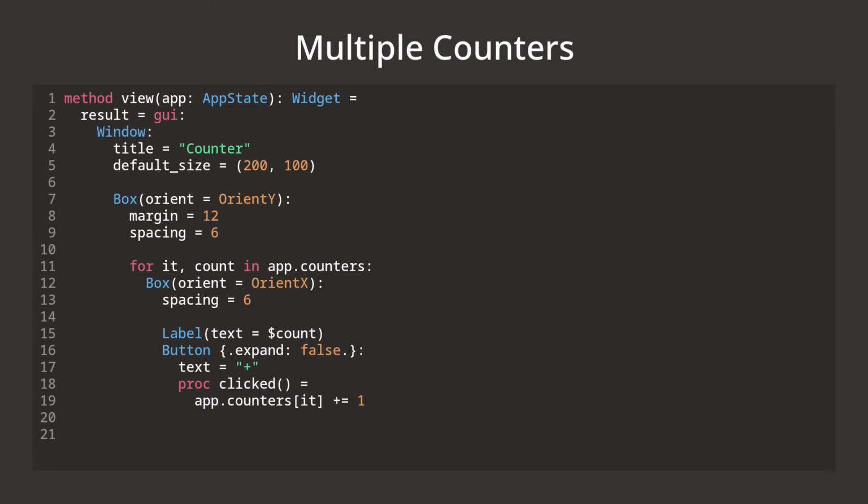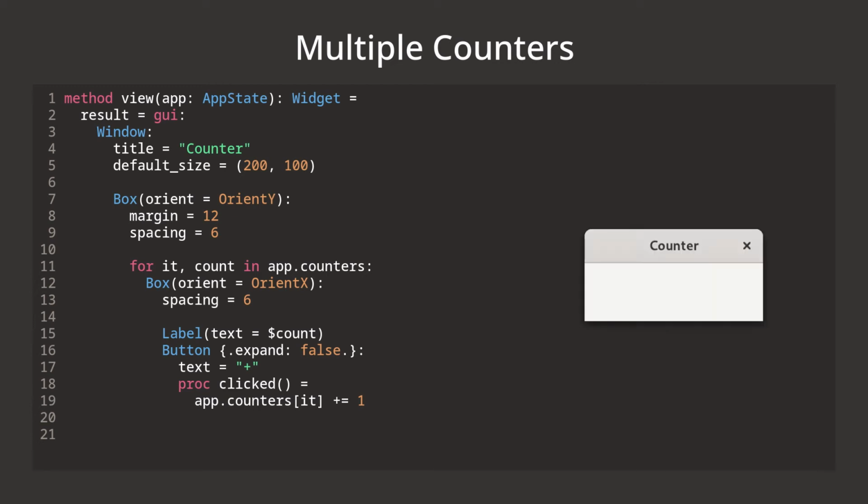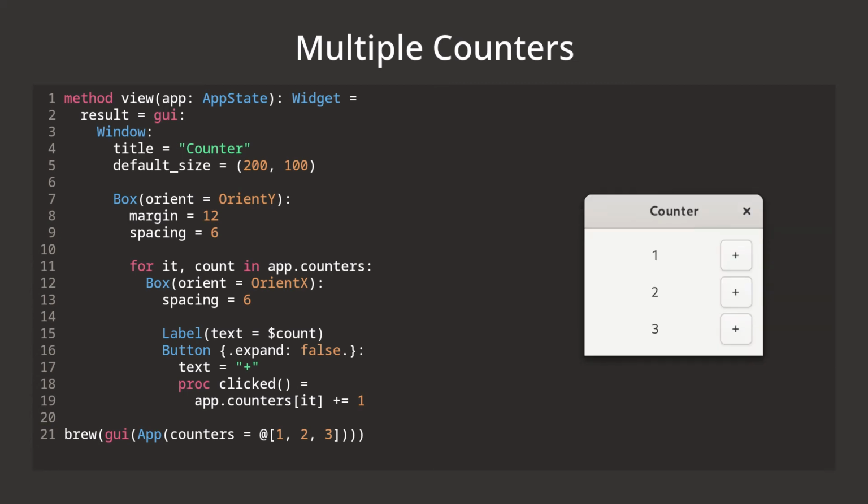When we compile and run our application now, we see an empty window because we did not add any counters yet. For testing purposes, we can just initialize our app with 3 default counters. When we run our application now, we see 3 counters, which can be individually incremented.